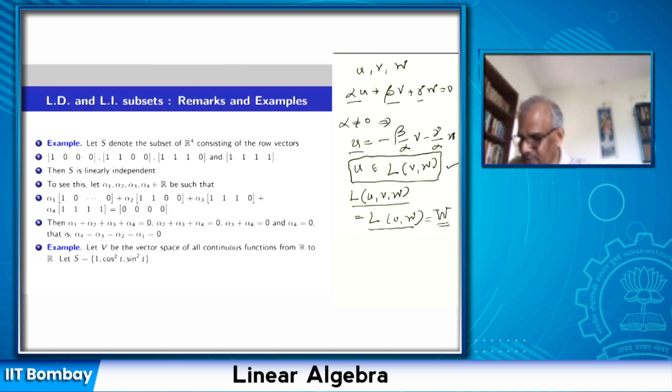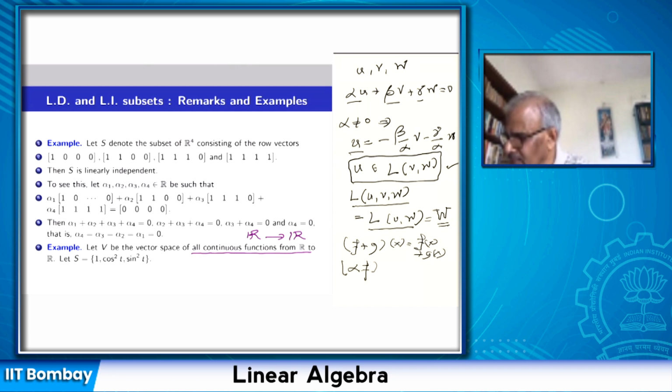Now let's look at a different kind of vector space. Look at the vector space of all real valued continuous functions from R to R. We saw last time that this is a vector space under addition. If I have two functions, f and g, from R to R, I can add them by the formula that you are used to from calculus. I can also take a scalar and a function. Then alpha f is the function defined as alpha times f of x.